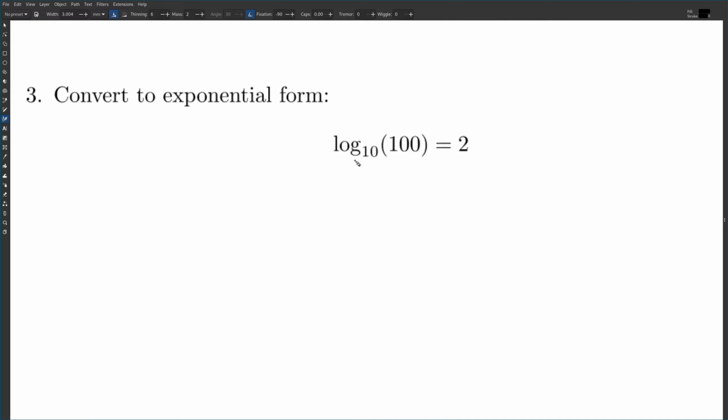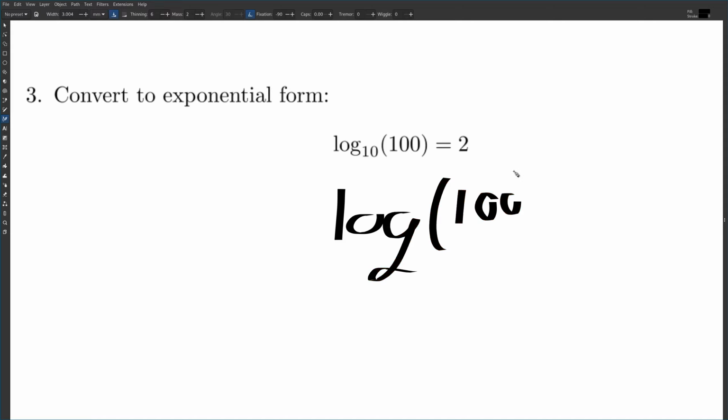Okay, and a slight note about this one. This number at the bottom is called the base. Since using log base 10 is so common, a lot of mathematicians sometimes don't even bother writing it at all. They just write log of 100, and that's the same thing as log base 10. Just one thing to watch out for: if there's nothing there, just assume it's a 10.